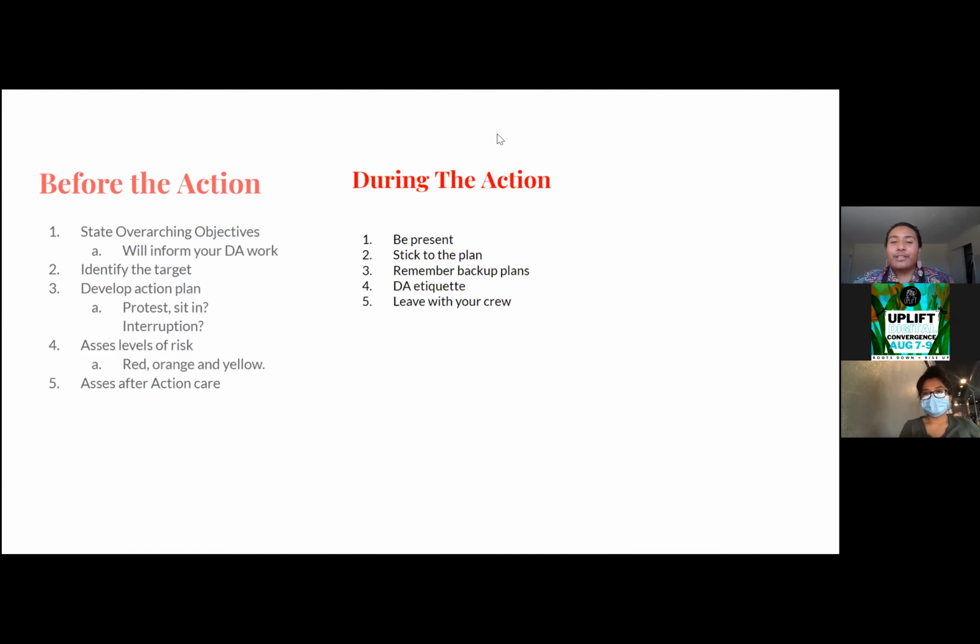And then number 5, a general one, is just always go in with the crew and always leave with the crew. Always make sure you have a buddy, and make sure that everyone leaves the action in a safe way. Usually that's ensured by not leaving alone, because then it's harder for the state to corner you when you have people with you.